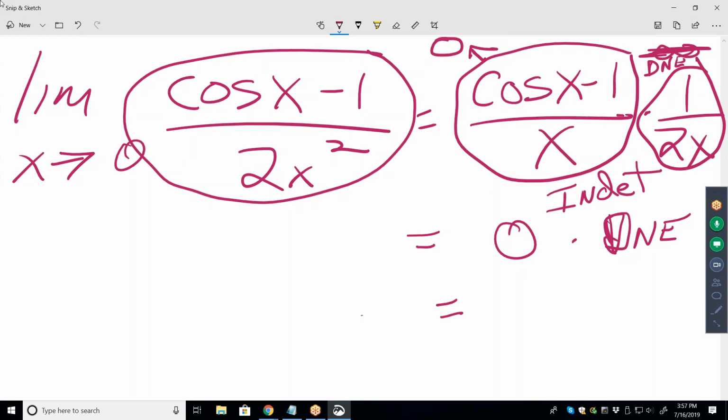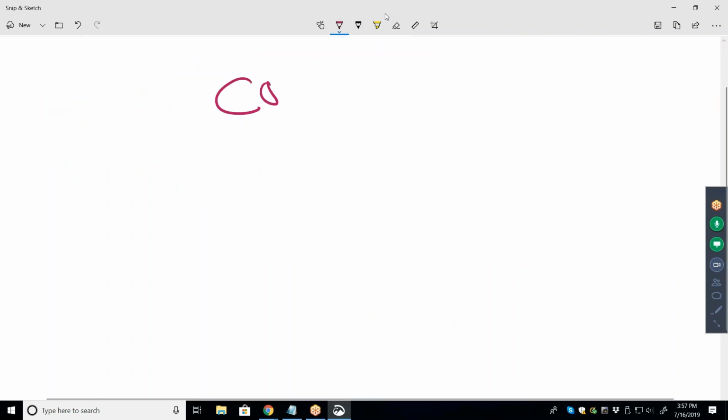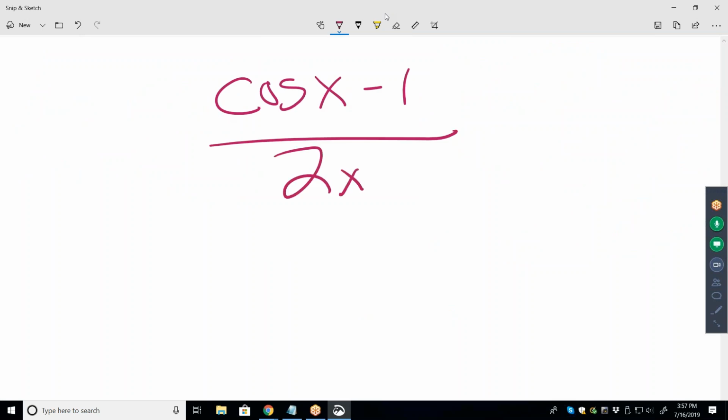Okay. Now, before we go on, let's not go on. Shoot. I didn't mean to erase it all. I'm going to write it on there again, because there's something called L'Hopital's rule. Okay. It's spelled like hospital. Pronounced L'Hopital.